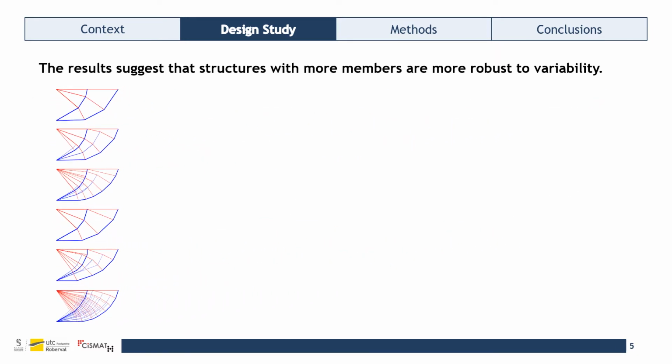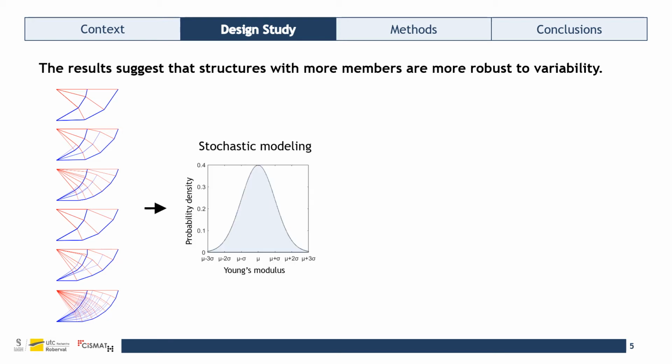So the maximum displacement of the 6 structures was studied. The input variability was the variability in the Young's modulus. And the studied output variability was the variability of the maximum displacement. The lower the output variability is, the more robust is a structure.